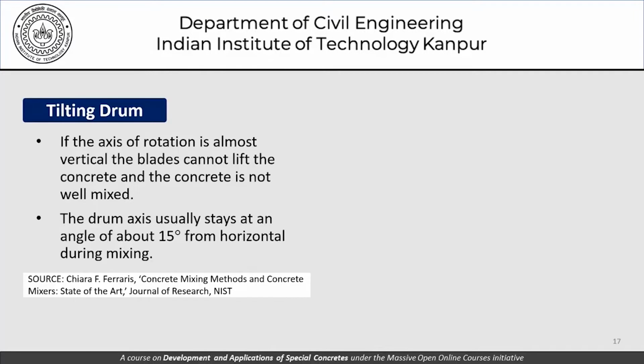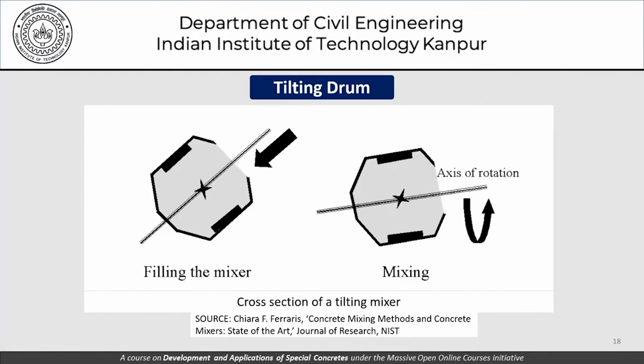Here is a schematic representation of a tilting drum mixer with the cross section of this mixer shown here. So we have this opening here which is used for loading the mixer as well as discharging it. So it is at this position that we load the mixer. Then we make it basically horizontal or just off horizontal, rotate the mixer and mix the concrete. So this is the mixing process that is going on as far as this mixer is concerned.